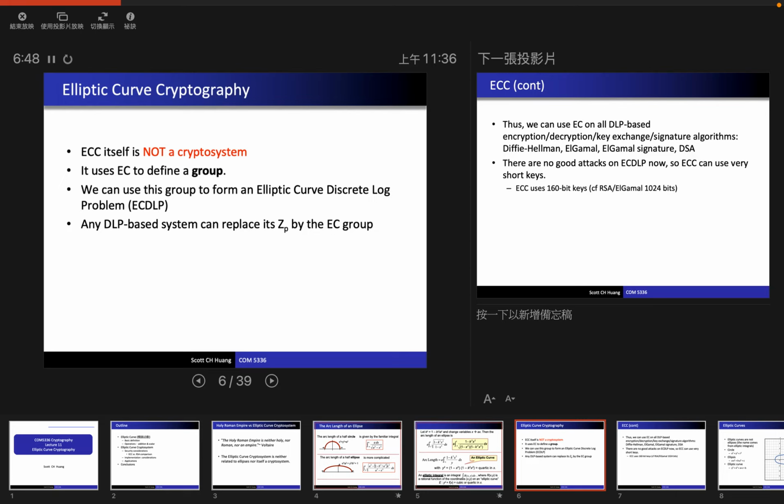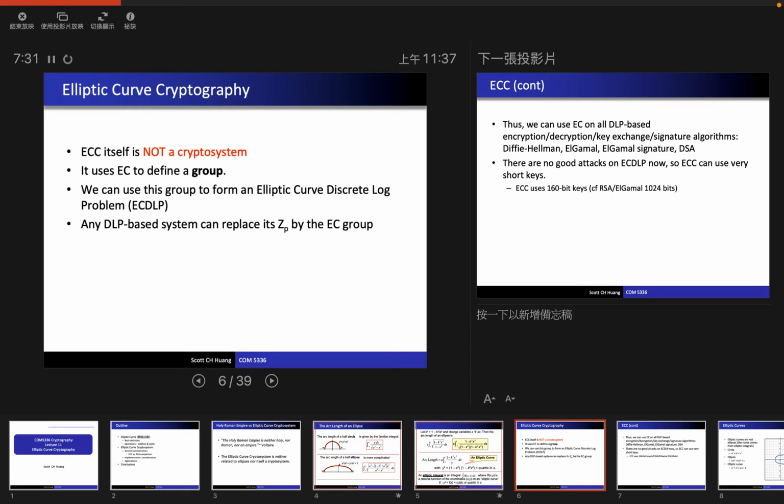As we said earlier, there are many algorithms related to the general discrete log problem, like Elgamal, like DSA, like Diffie-Hellman. These are related to the discrete log problem. All these algorithms, you can apply this elliptic group to them. So altogether, if you combine those, they are a crypto system. It's not that the elliptic curve is a crypto system. No, it's just a group.